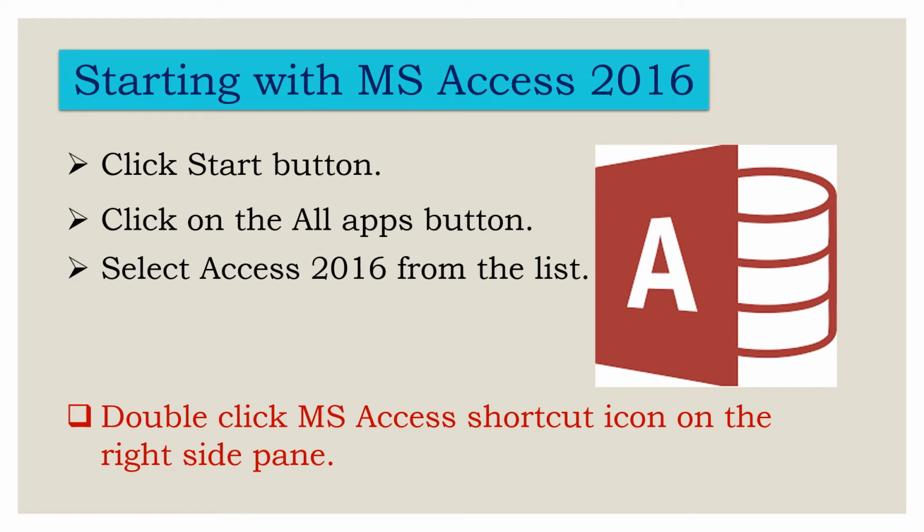Starting with MS Access 2016. Click the Start button. Click on the All Apps button. From there, you can select Access 2016 from the list. Or you can open MS Access by double-clicking the MS Access shortcut icon on the right side pane.